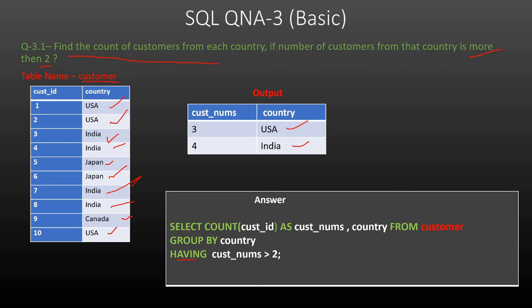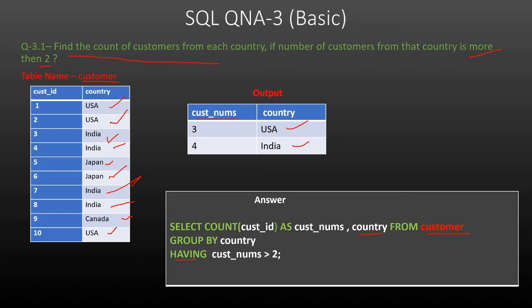As you can see, select will count the number of customer IDs, and in this output it will show whatever count comes as cust number. The second column will be country. It should be from, as you know, the table name customers. Then this condition will be applied: first of all, group by country. So all these will be grouped based on the countries.